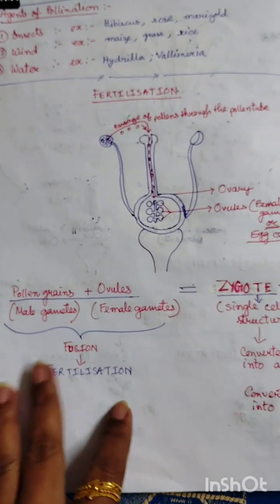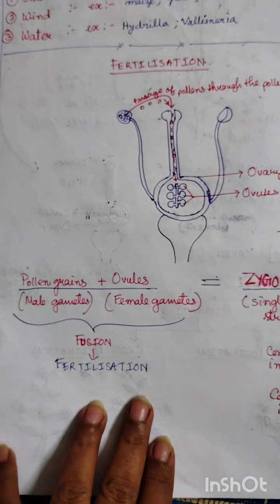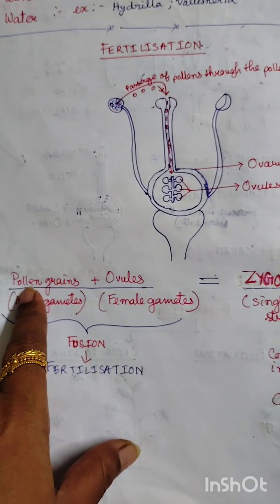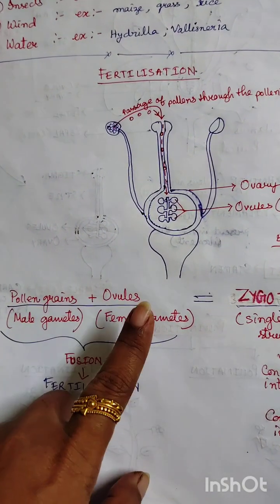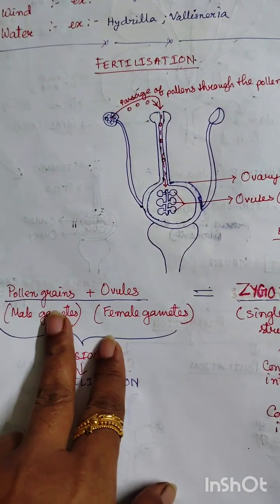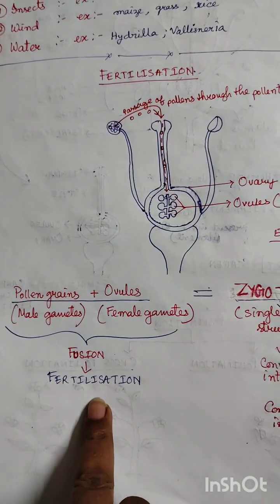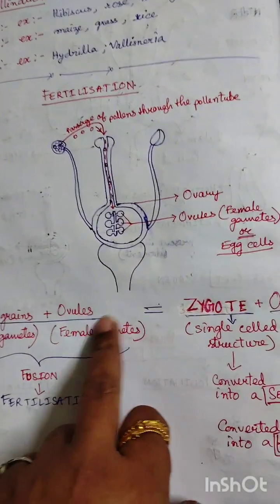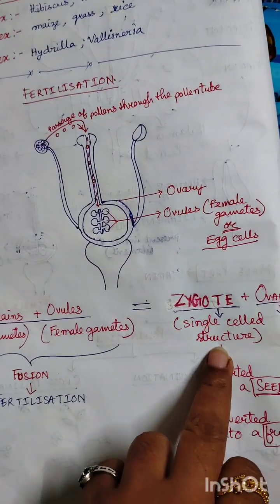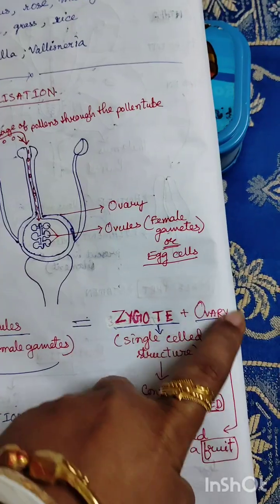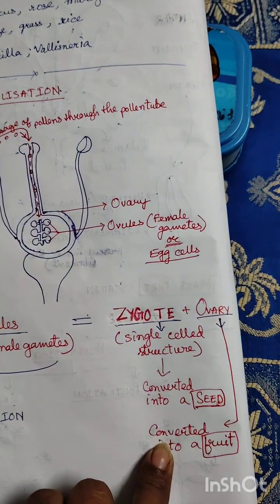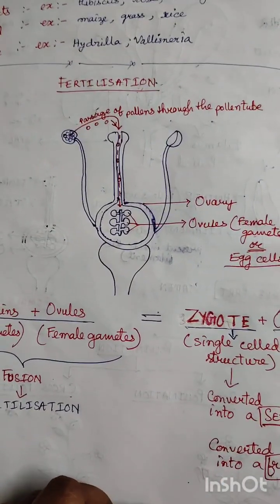মুখস্থ করার কিচ্ছু নেই, জাস্ট বানিয়েও তোমরা নিজেদের মতন লিখতে পারো। সেটা হচ্ছে পোলেন গ্রেনস অ্যান্ড ওভিউলস. Pollen grains are the male gametes and ovules are the female gametes. When fusion together, that process is known as fertilization. And after that form a single cell structure which is zygote, and zygote is converted into a seed. And zygote which is present inside the ovary, that part is also converted into a fruit.